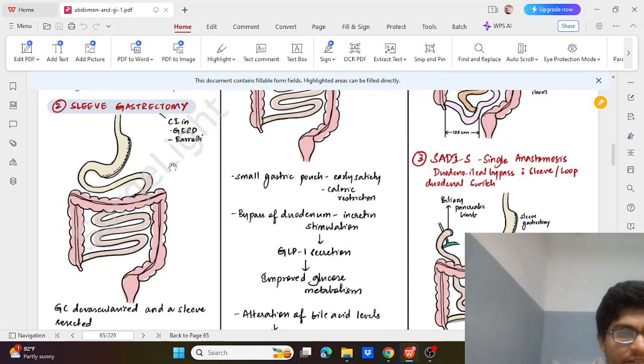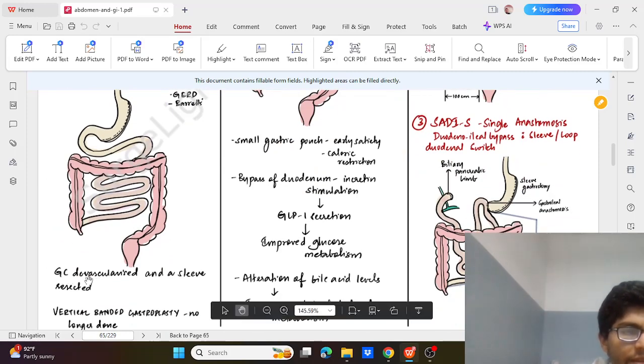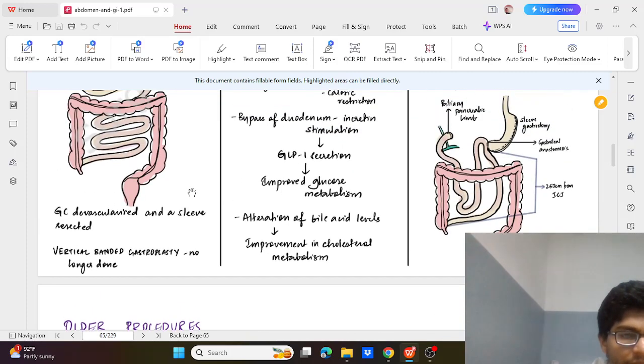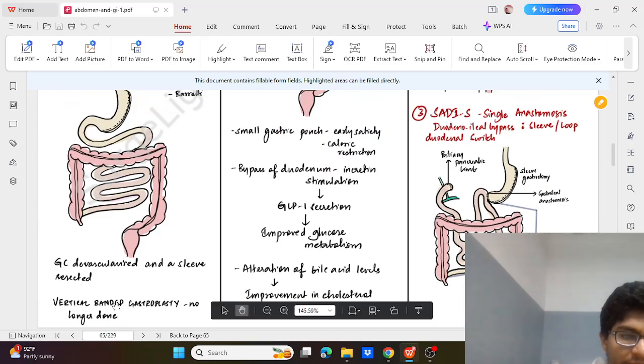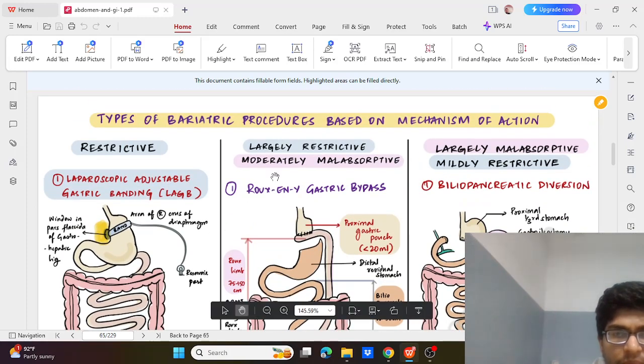Then we have sleeve gastrectomy. Here the greater curvature is devascularized and a sleeve section is resected. It is contraindicated in GERD and Barrett's. Vertical banded gastroplasty, which was earlier done, is not done nowadays. Then coming to largely restrictive and moderately malabsorptive procedures.